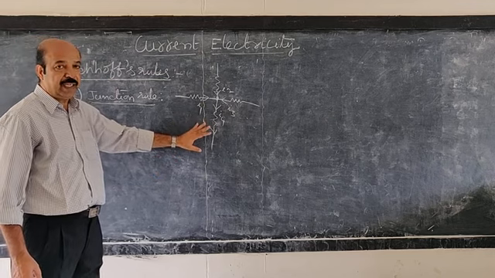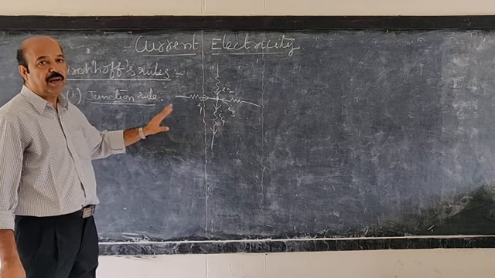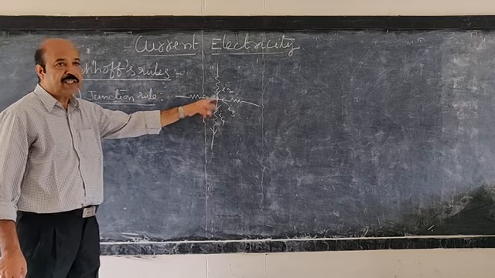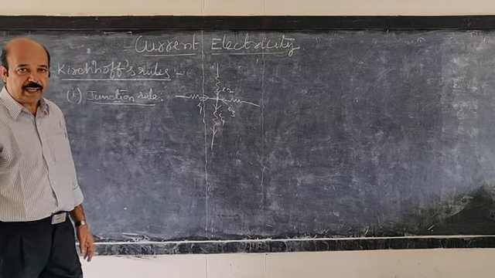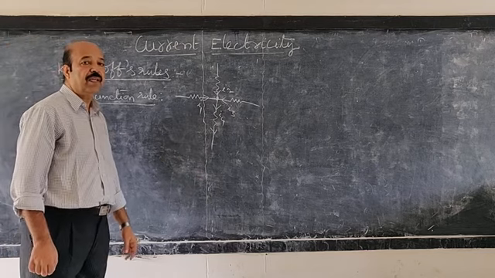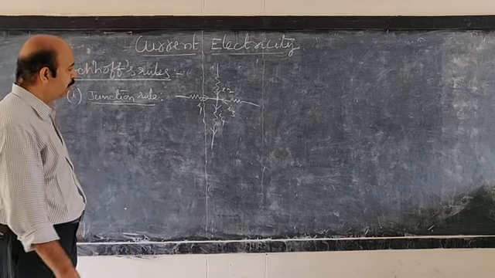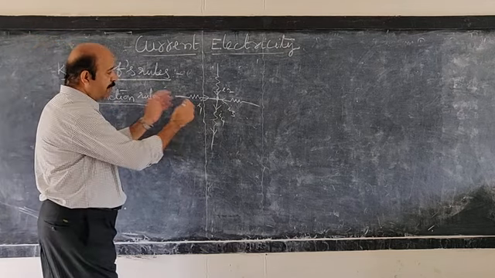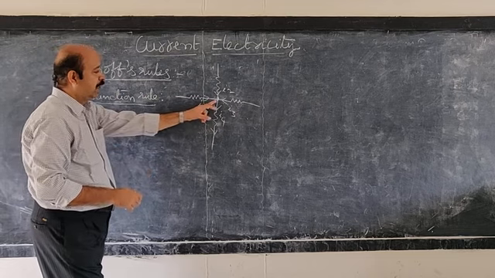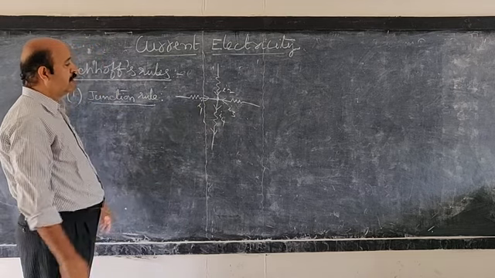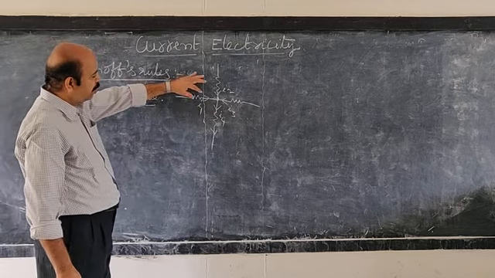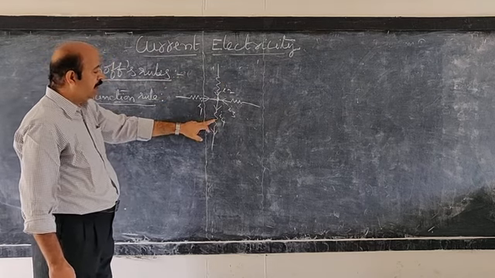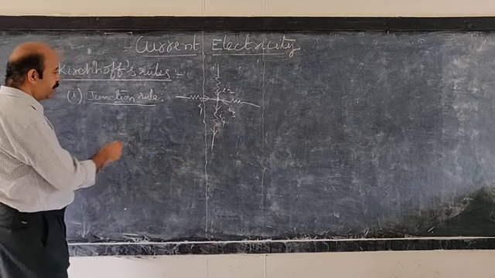Therefore, for steady currents passing through the different parts of a circuit and meeting at a junction, charge should not accumulate there. Then only will the currents be steady in the paths. So according to this rule, the algebraic sum of the currents meeting at the junction must be 0. We give a positive sign to the currents approaching the junction and a negative sign to the current leaving the junction.